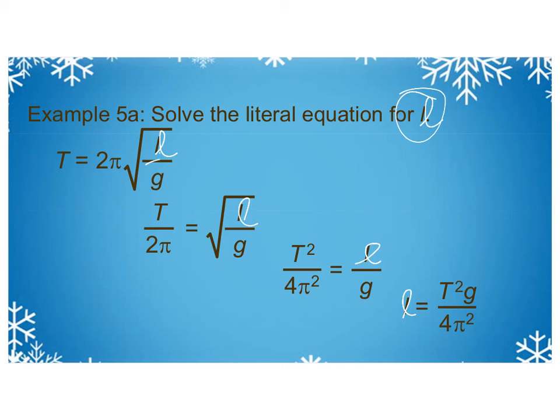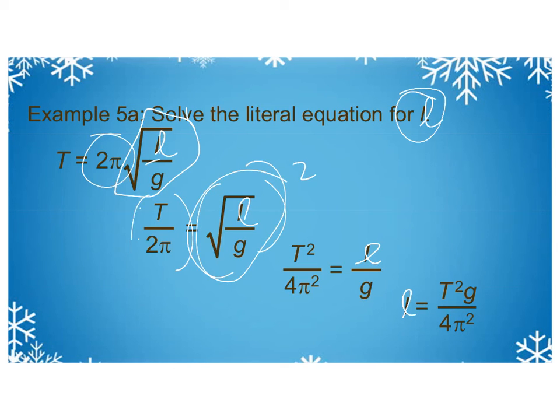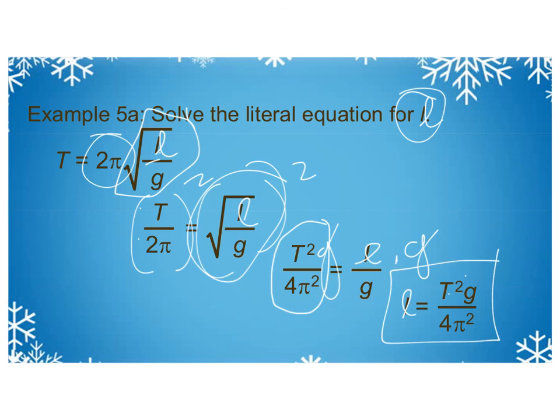All right, so what I'm going to do is I have to isolate that. So first I have to isolate the radical. So I'm going to divide off the 2 pi. That's going to get me T over 2 pi, and I still have my radical. Well, now I raise both sides to the 2, and that gives me T squared over 4 pi squared. Well, now I have my L over g outside of the radical. So I multiply both sides by g, and I get T squared g over 4 pi squared. Now this has been solved for L.